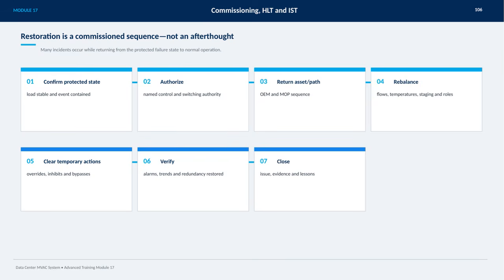Next, we return the asset or path following the OEM and method of procedure sequence. After that, we rebalance flows, temperatures, staging, and roles to ensure optimal system performance. It's essential to clear any temporary actions like overrides, inhibits, and bypasses. We then verify that alarms, trends, and redundancy systems are fully restored. Finally, the process concludes with closing the issue by documenting evidence and lessons learned. Each step is vital to a smooth and safe restoration.